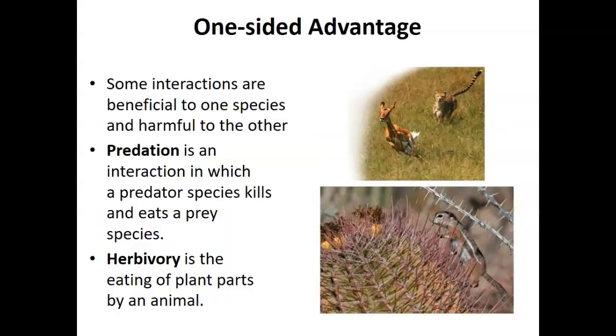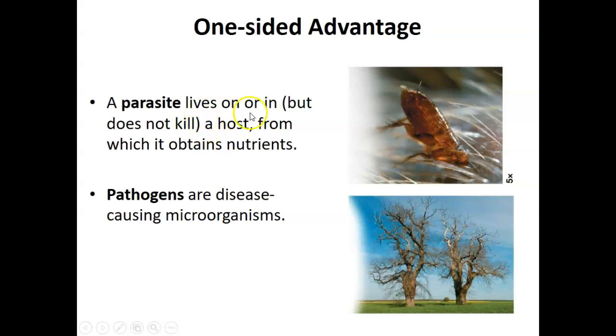One-sided advantage, predation or herbivory. This kind of interaction benefits one species but is harmful to the other species. Predation is an interaction in which a predator species kills and eats a prey species. Herbivory is the eating of plant parts by an animal. A parasite can live in the host, then get benefit from the host. Pathogens are similar. Pathogens are disease-causing microorganisms that can multiply using the host system. Both parasites and pathogens will bring a negative impact to the host.